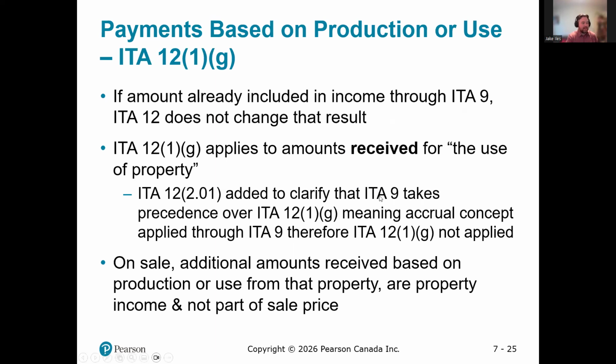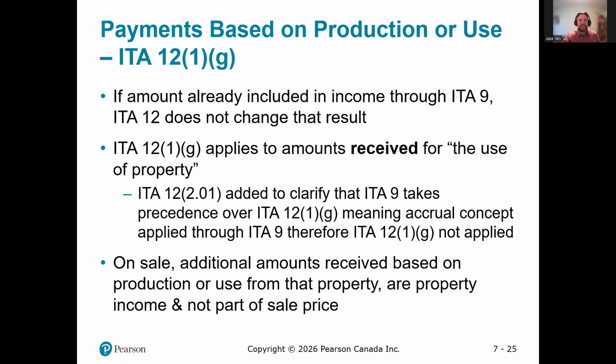So Section 9 takes precedence over Tax Act 12, meaning the accrual concept applies. This amount received only applies if an accounting record wasn't already used. So if someone's paid us for the use of the machine, we need to recognize that income. In other words, we have the accrual method. If the accrual method wasn't used, use the cash basis. On sale, so we sell the machine, additional amounts received based on the production or use are property income. So this comes into place.